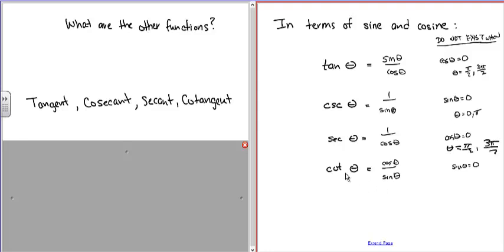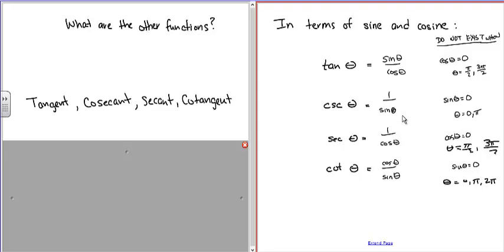and the cotangent of theta is undefined when the sine is 0, and the sine is 0 when theta equals 0, pi, 2 pi. So what we're going to have is vertical asymptotes at these values of theta for these functions, and those help guide the drawing of them.